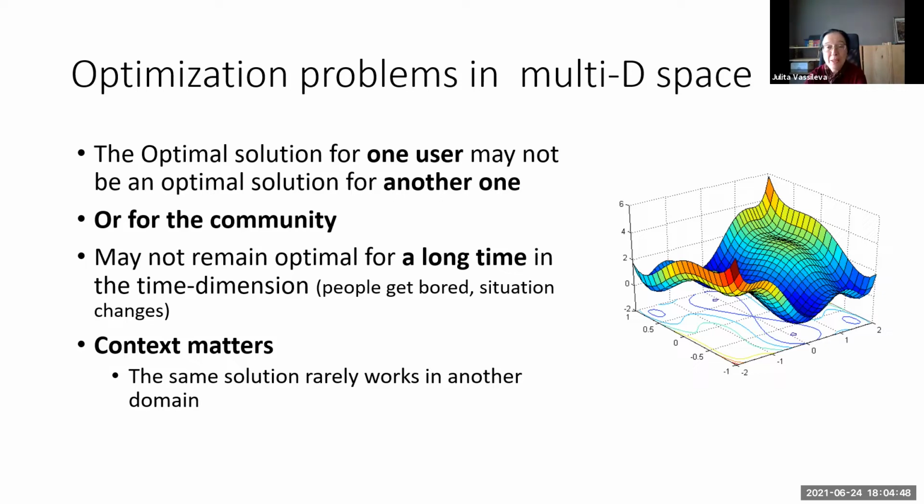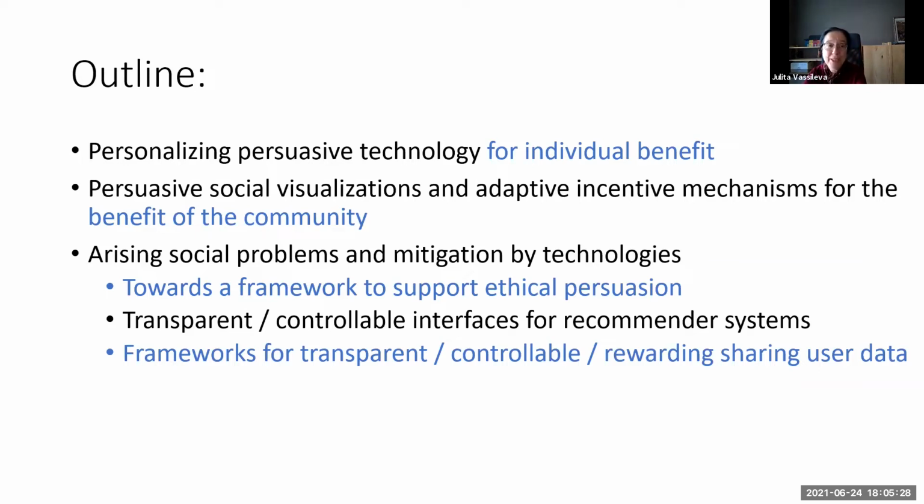It may also not lead to goodness for the community as well, if you have massive personalization. An optimal solution may not remain optimal in time because people change and also the context matters. A solution for one particular application does not work necessarily for another. So reuse of approaches is difficult. So with this challenge of this optimization problem, here is the outline of my talk.